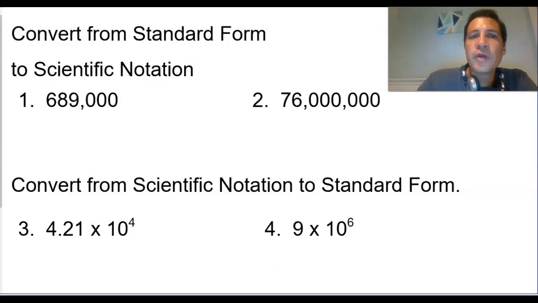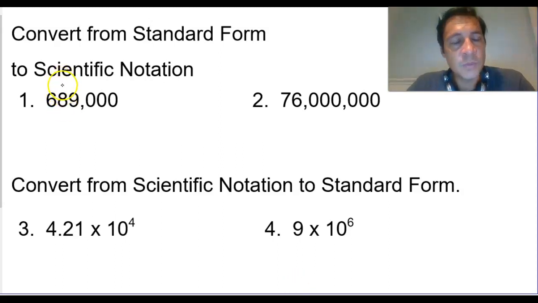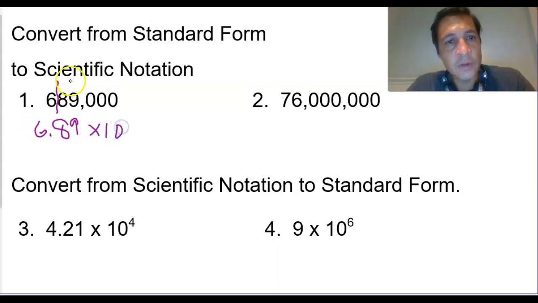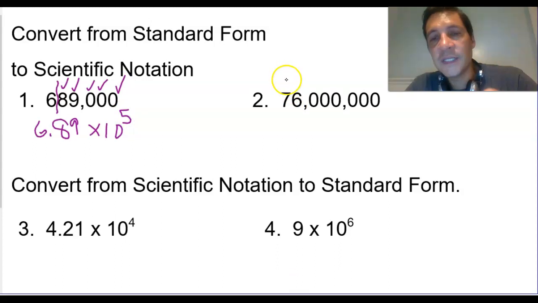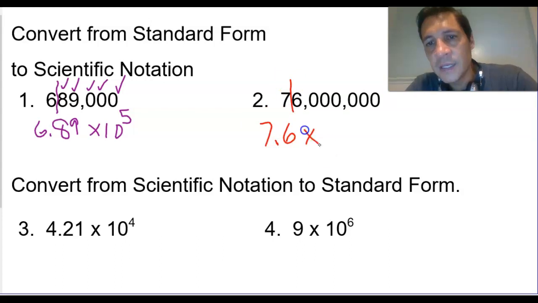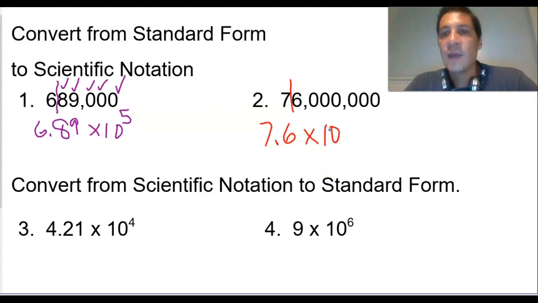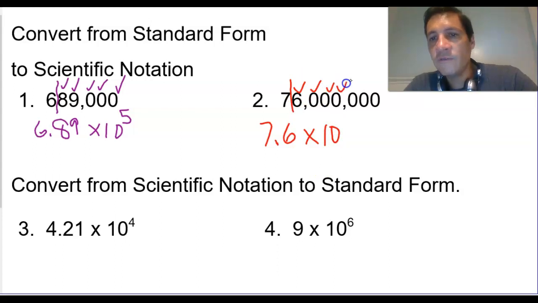All right, here are a couple for you to try on your own. I'd like you to convert these first two to scientific notation. So you would move the decimal between the 6 and the 8. This would become 6.89 times 10 to some power. Got to move that decimal over 5 times, 10 to the 5th. In number 2, the decimal's got to go between the 7 and the 6. So now you've got 7.6 times 10. And how many times did you move that decimal? 1, 2, 3, 4, 5, 6, 7, times 10 to the 7th.